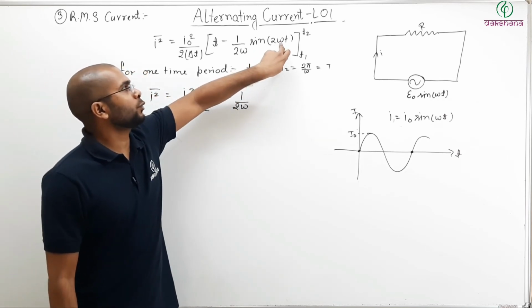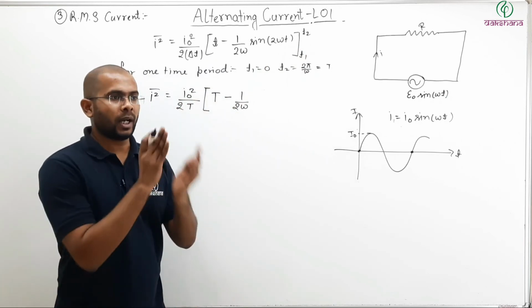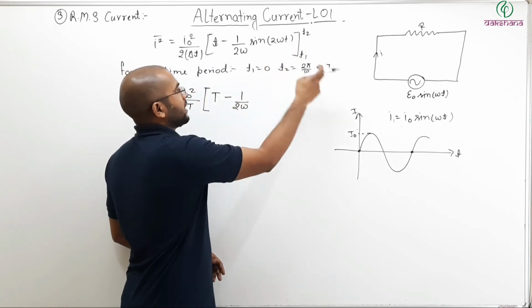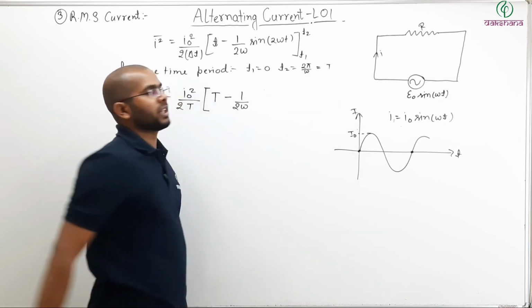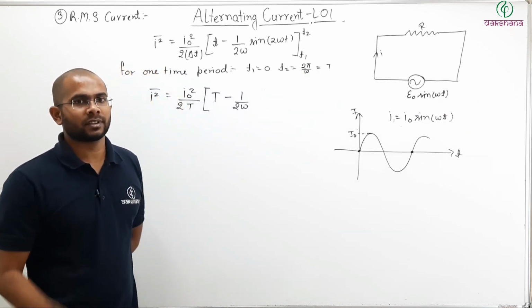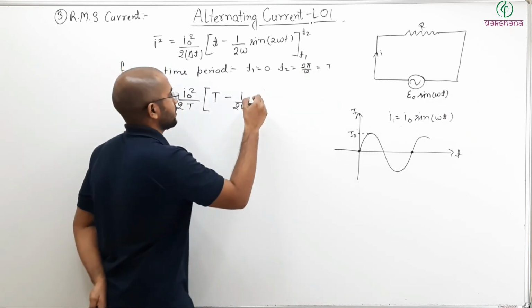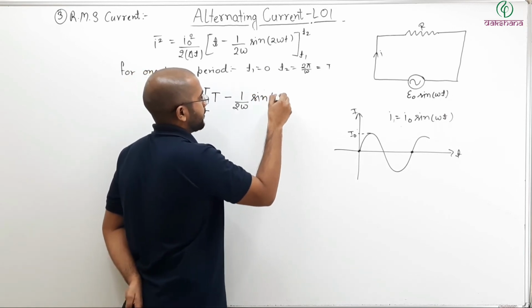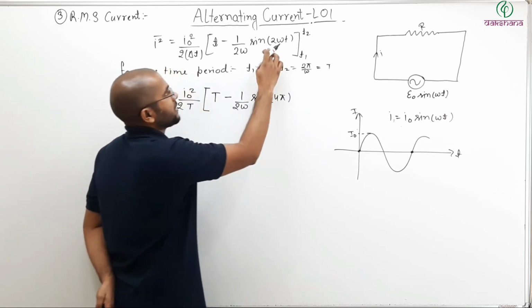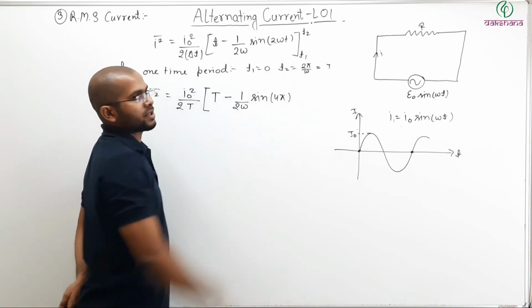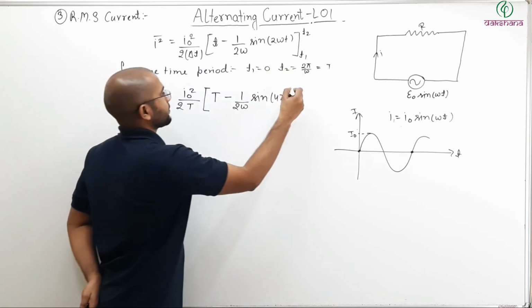Now what is sine of 2 omega t? Twice of omega times t, and t is your capital T. Capital T is 2 pi by omega. Omega cancels. What is left? Sine of 4 pi, minus of sine 0. Sine 0 is 0, so don't write it.